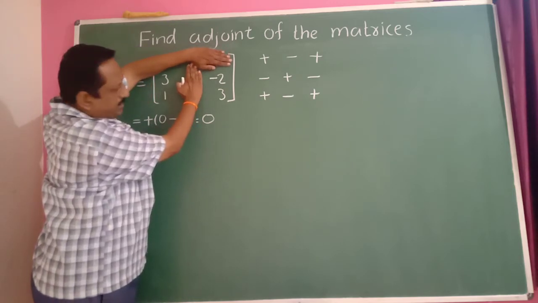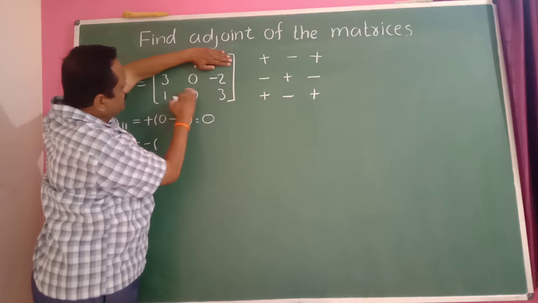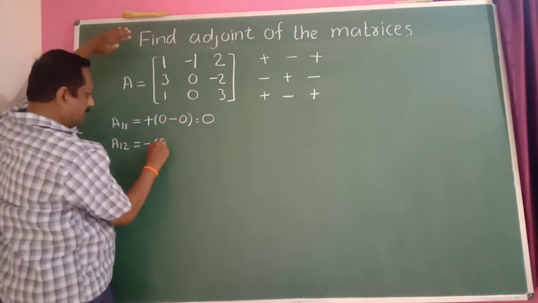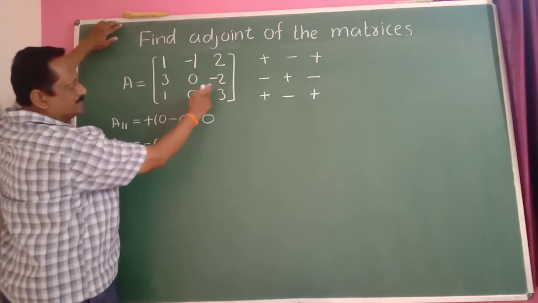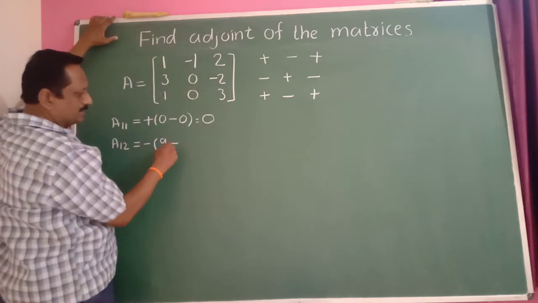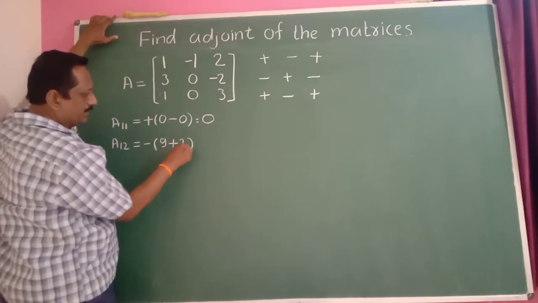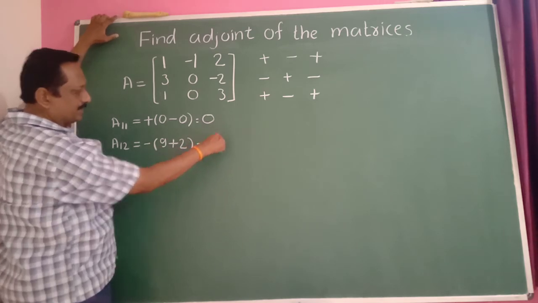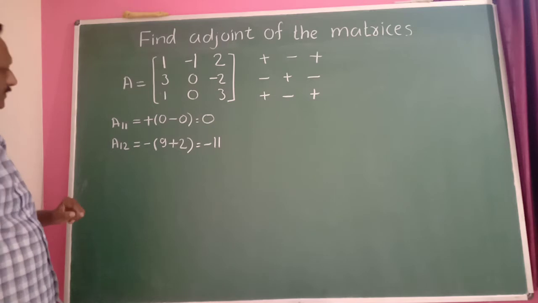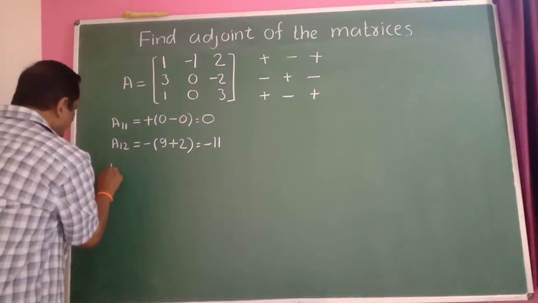Okay. Then 3 into 3 becomes 9 here. So write here 9 minus, minus 2 into 1 becomes minus here. Minus and minus, plus 2 here. 9 plus 2 becomes 11. So minus of 11 here. Okay, minus 11. Then A13.